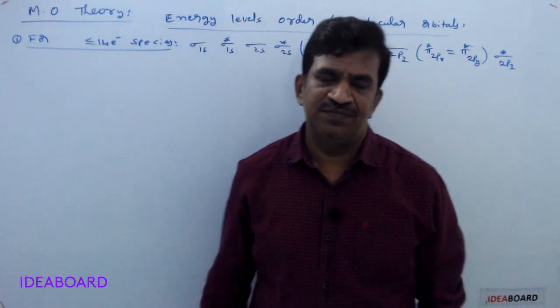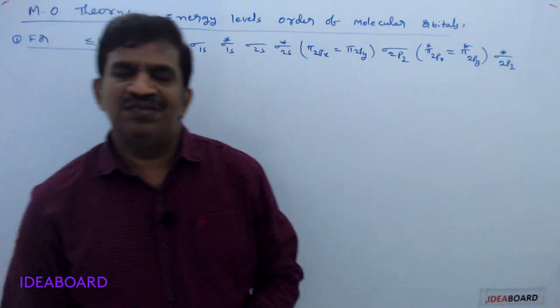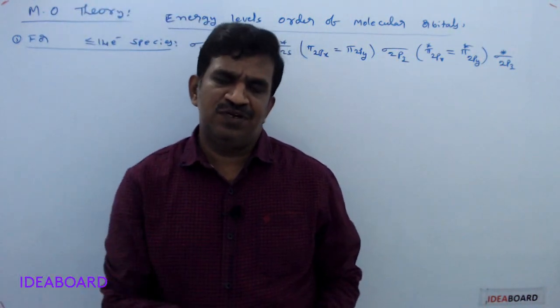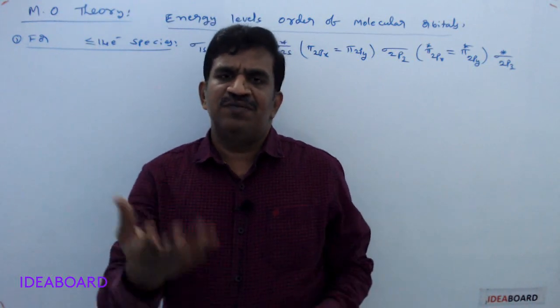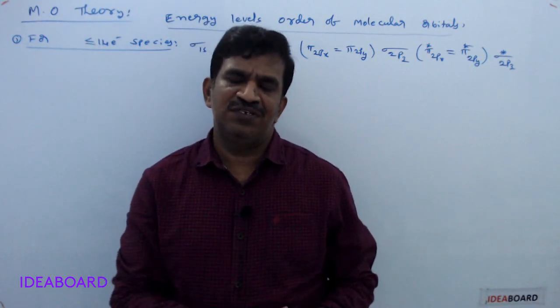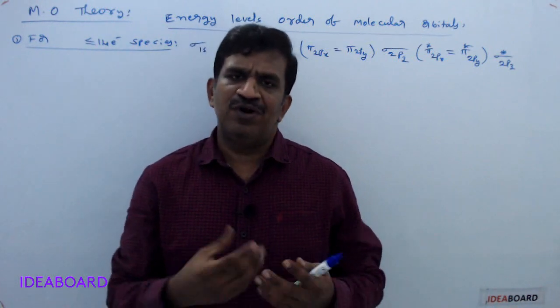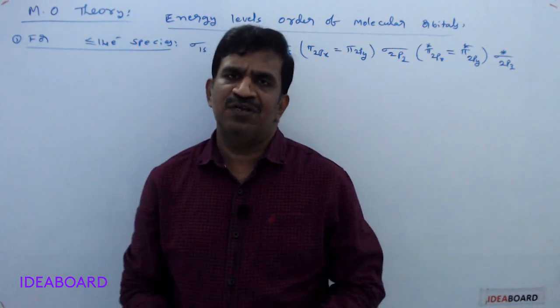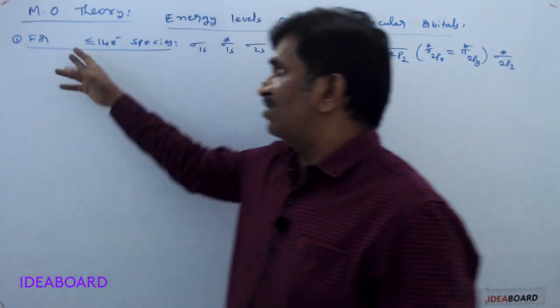Hi students. Yesterday we explained the molecular orbital theory, the shapes of molecular orbitals, and how we can get the molecular orbitals by applying the Schrodinger wave equation. Subtraction of waves and addition of waves give the bonding molecular orbitals and anti-bonding molecular orbitals respectively. And I explained about the energy levels order also finally.